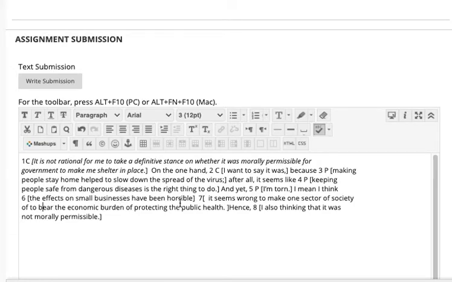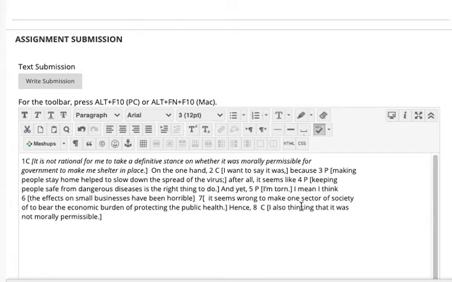Okay, not sure what they're doing with that. It seems wrong to make one sector of society bear the burden of protecting the public health. Hence, I know that hence typically indicates a conclusion indicator. Now, when I was first reading this, I was thinking, maybe this is just repeating what is in statement 1. But now that I have looked more closely at statements 6 and 7, and now that I've reread statement 8, I'm thinking that maybe statement 8 is supposed to flow from, be supported by something that came before it.